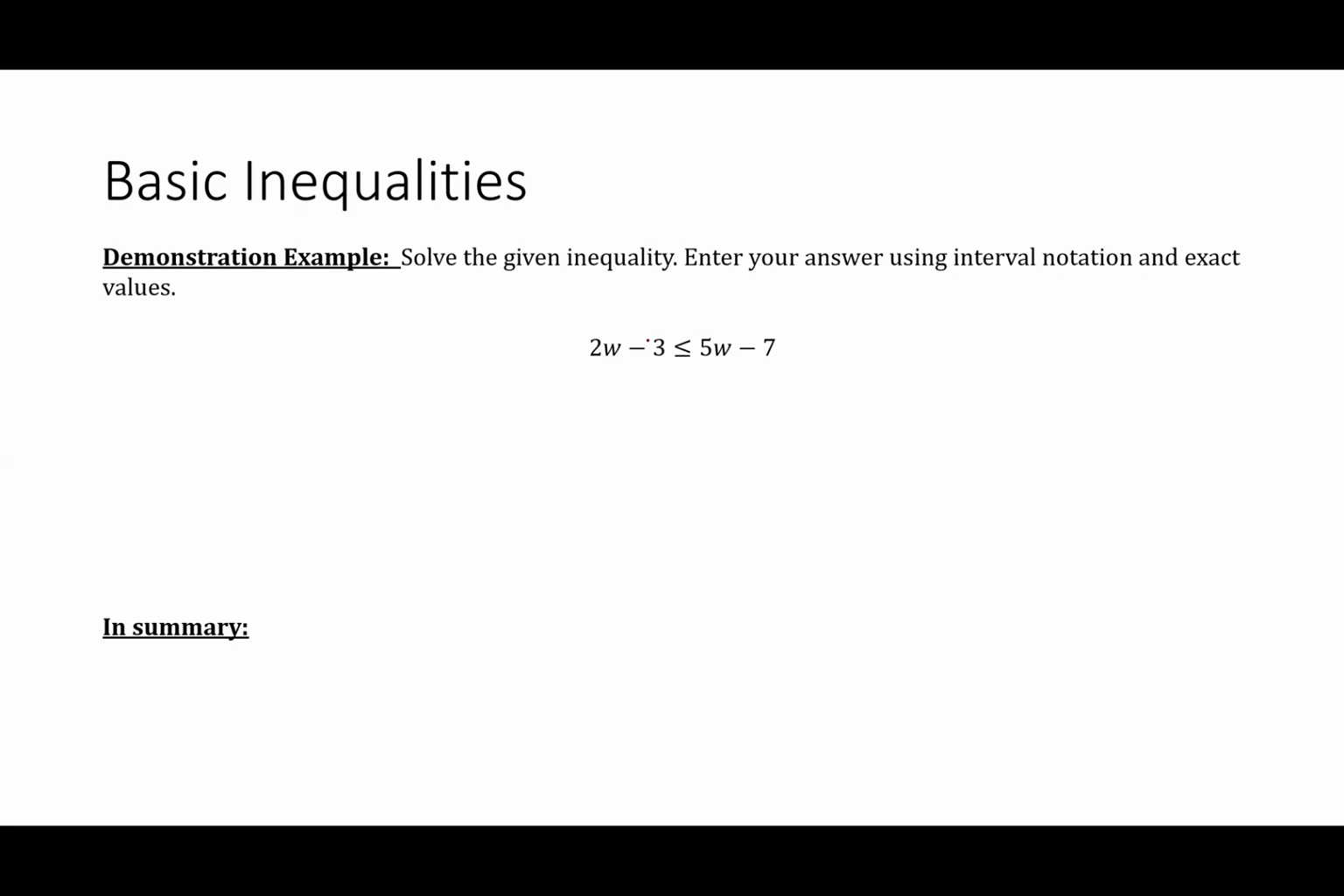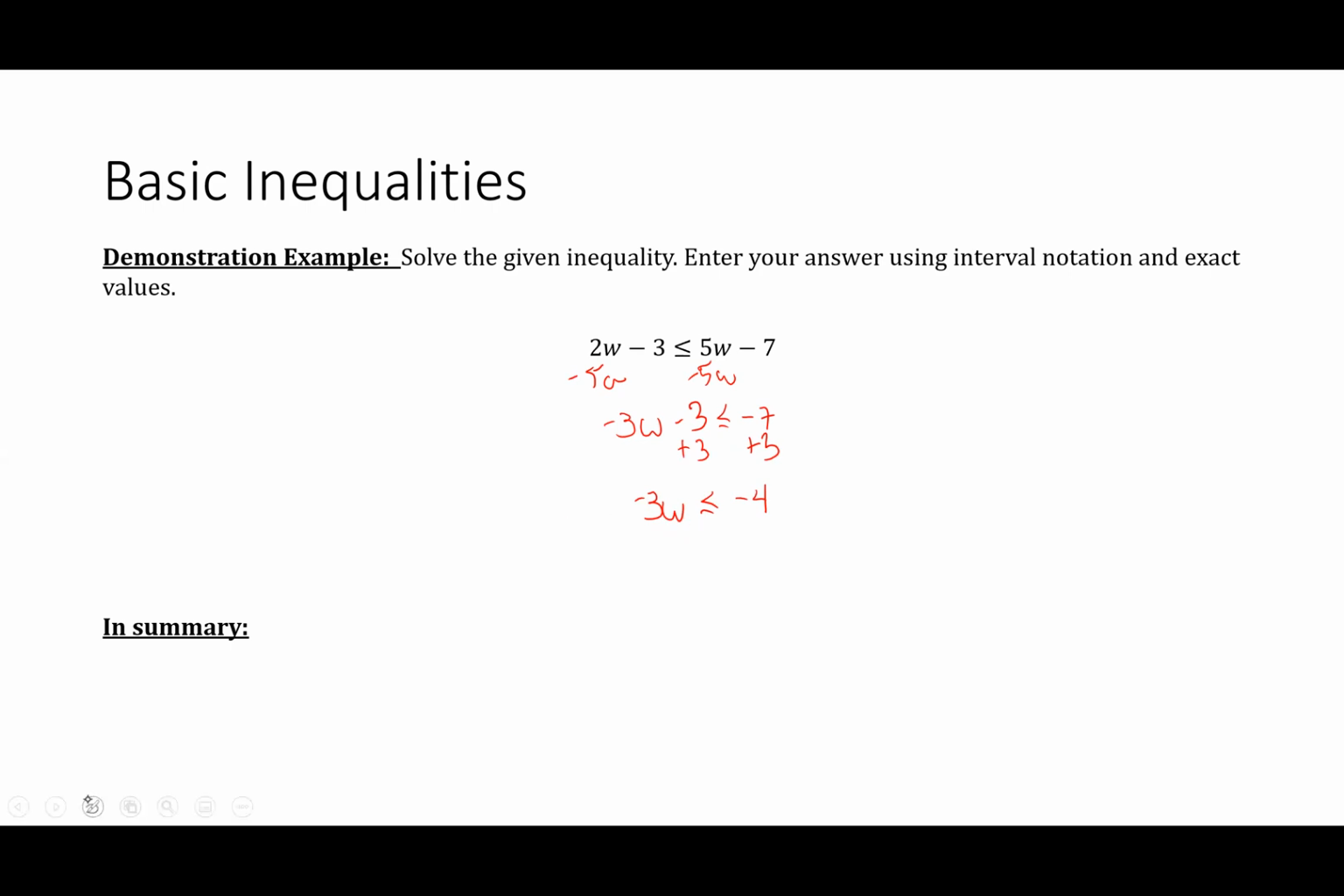Okay, so in order to solve this, the first thing we want to do is decide where we want to move our variables. So I'm going to go ahead and move the variables over to the left-hand side. I'm going to subtract 5w from both sides. So now I end up with negative 3w minus 3 is less than or equal to negative 7. Now I'm going to add 3 to both sides. And now I have negative 3w is less than or equal to negative 4.